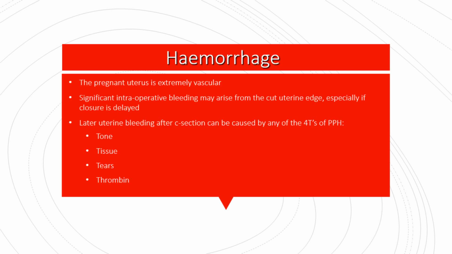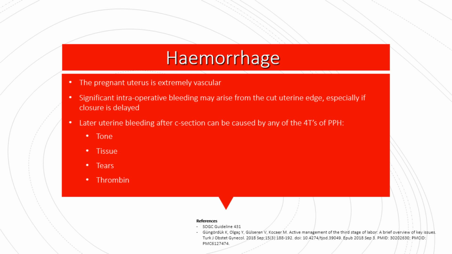Hemorrhage during labor and delivery is the most common cause of maternal mortality worldwide. It is very important to be aware of this risk and how to reduce the risk of heavy bleeding, especially at the time of C-section. The pregnant uterus is extremely vascular with large amounts of blood moving through the vessels every minute. Once the uterus has been incised to deliver the baby, heavy bleeding can start. It is important to ensure the uterine incision is closed as soon as possible after delivering the baby and placenta.